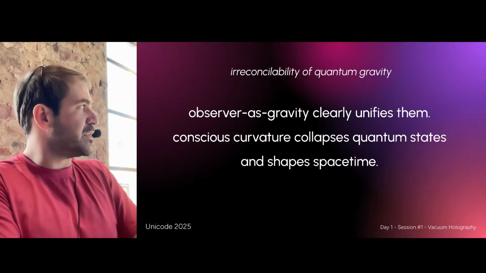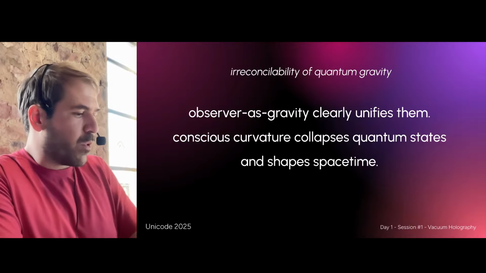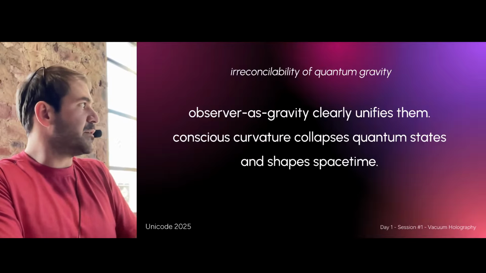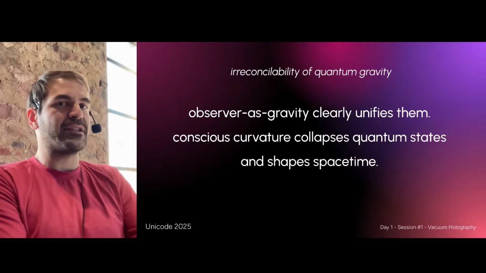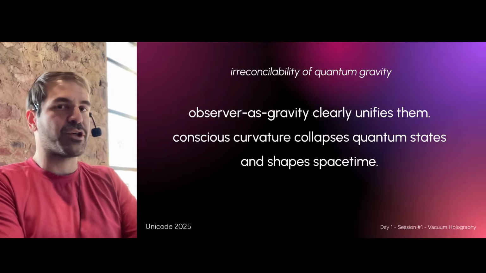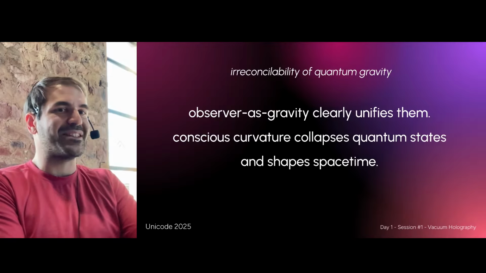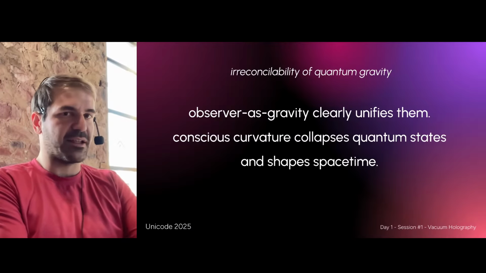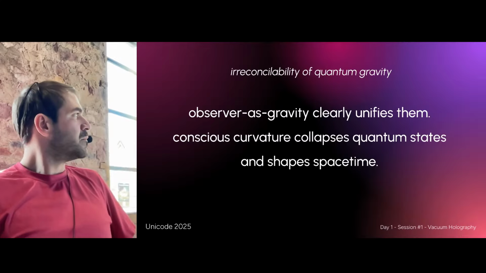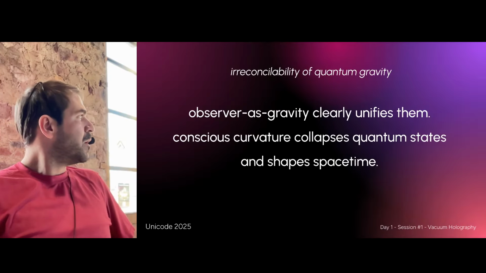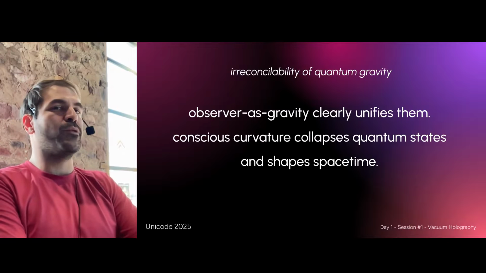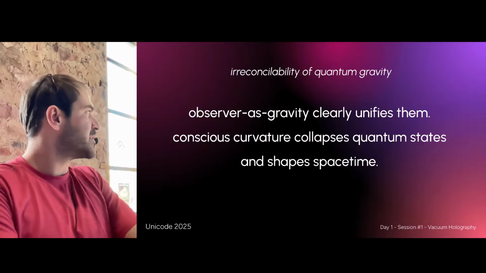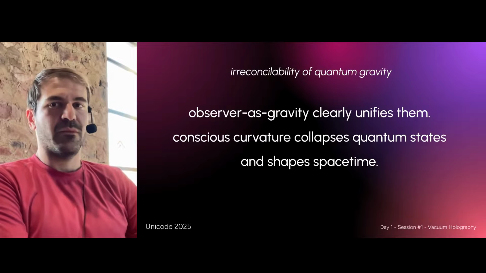And consciousness, consciousness and quantum and gravity being one, is the reconciling solution. So observer as gravity clearly unifies them. Conscious curvature collapses quantum states and shapes space-time. By them, you mean quantum and general relativity. Observer as gravity clearly unifies general relativity and quantum mechanics.